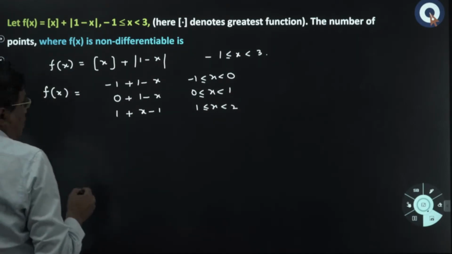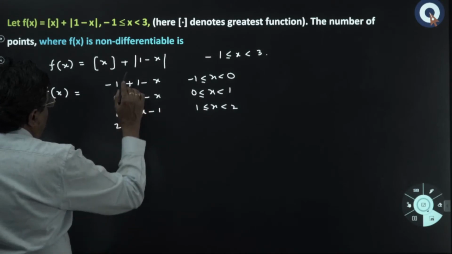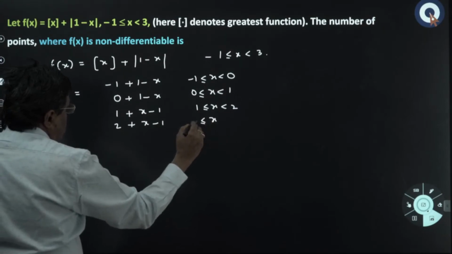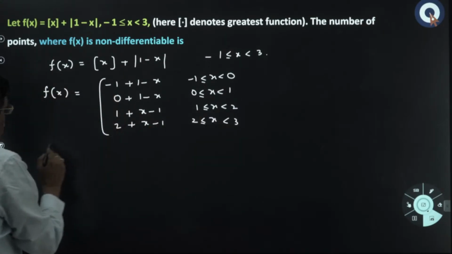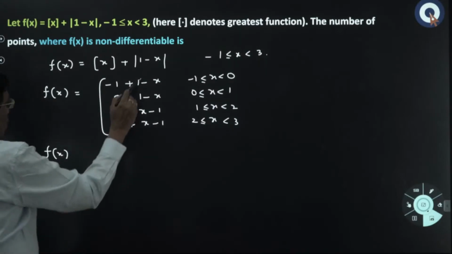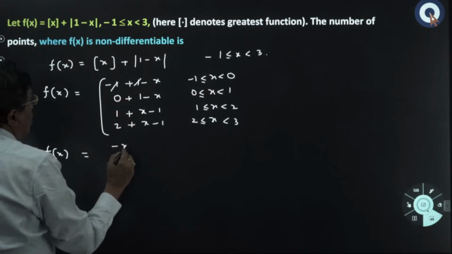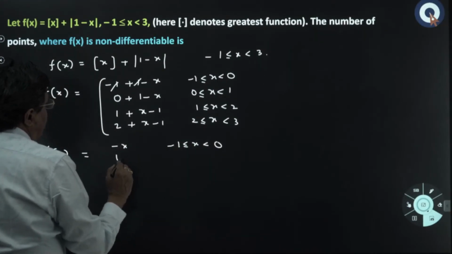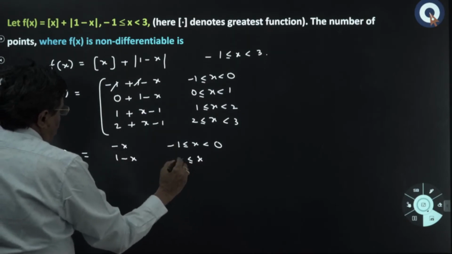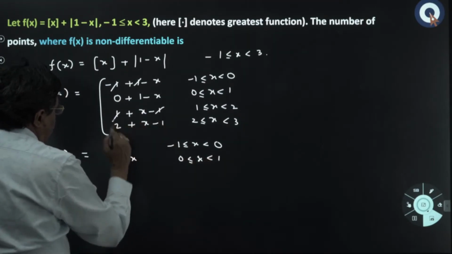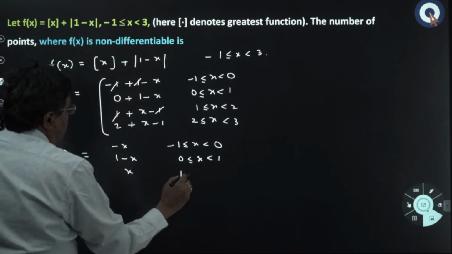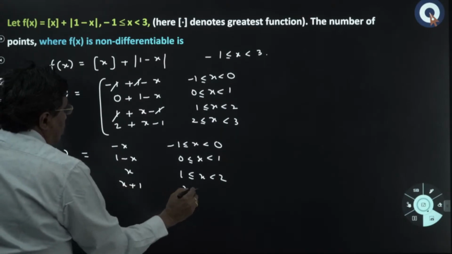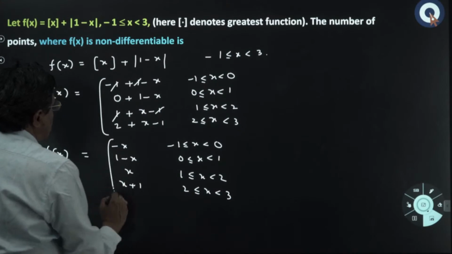And when x lies between 2 and 3, step x is 2, and 1 − x is negative, so mod of that is minus of that. So x − 1 when x lies between 2 and 3. So we have f(x) = −x when x lies between −1 and 0, 1 − x when x lies between 0 and 1, x when x lies between 1 and 2, and x + 1 when x lies between 2 and 3. All right. So this is what it is.